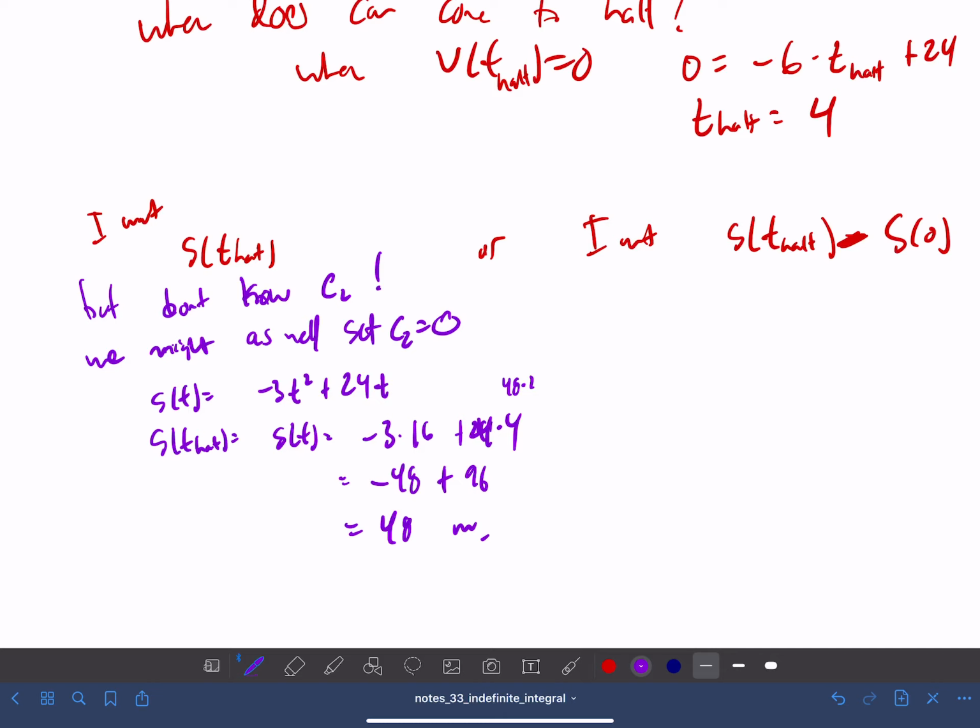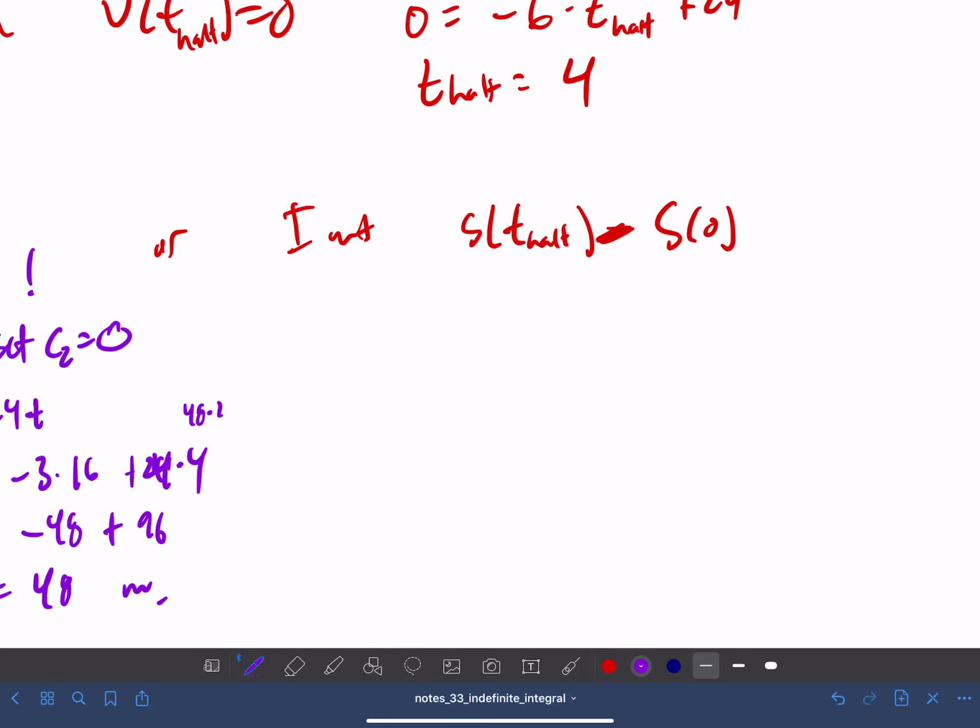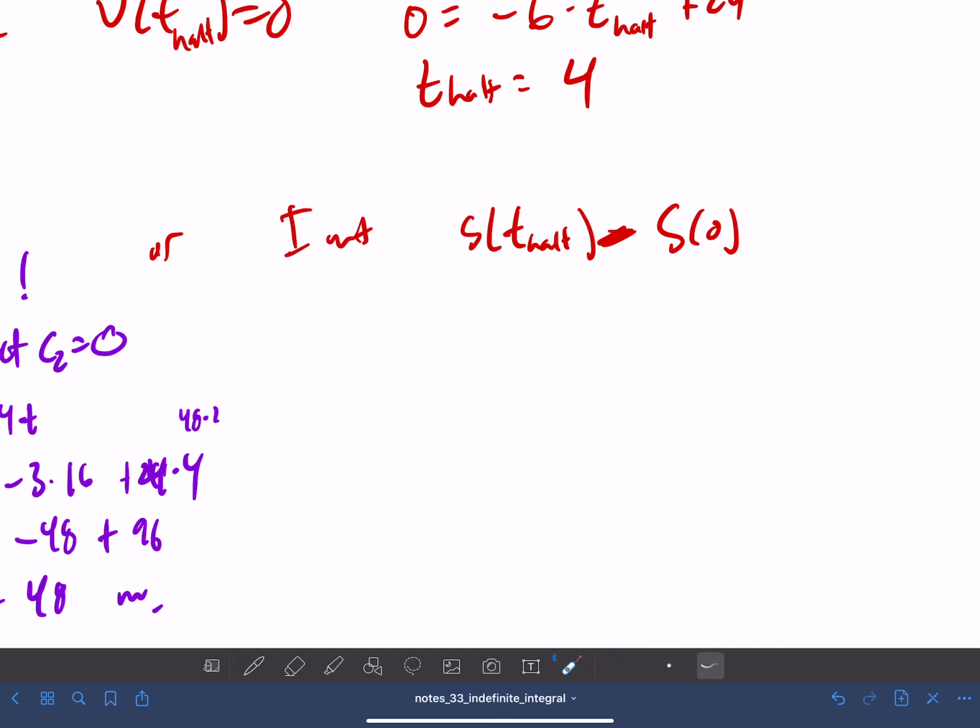Again, I try to model my lecture notes pretty tightly after the book so that you can go back and read the book as another resource for these things. But I wanted to also explore this perspective, that what we want is the difference between s of t halt and s of 0. And I think, in my mind, this is the more correct way to do it, in the sense that distance traveled is a delta. Right? It's a distance traveled.